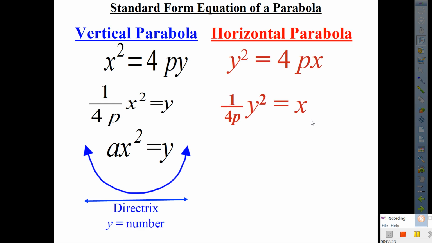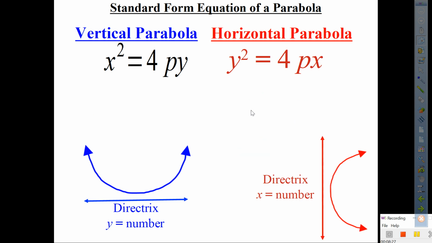Remember that? And I said, we're going to focus on these two. Vertical parabolas start with x squared equals 4py, and the directrix is y. Another way of thinking about it is when I give you a problem and it says that the directrix is y equals a number, you start writing your equation, and remember the variable y is the directrix, so you write x squared equals 4py. This one, what is the directrix? X, so that means you think 4px, and on the other side is y squared. All right. So from there, we did some of these problems.